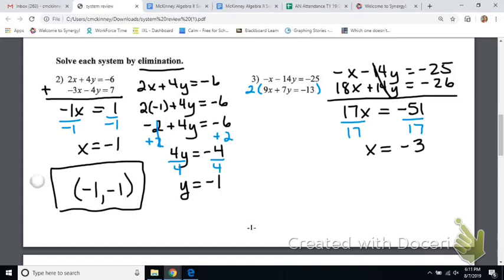Once again, we have the x, so we're going to replace the x with the negative 3. Now this up here says negative x minus 14y is negative 25. This could be a little tricky. We are replacing the x, which is just this part. So this extra negative is going to be hanging out there, like two of them, which is a little awkward, right?